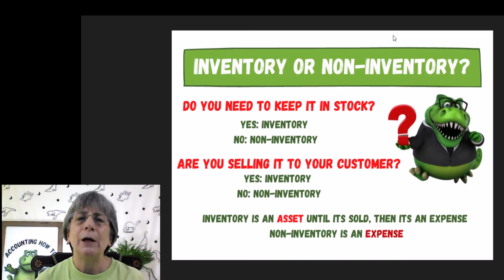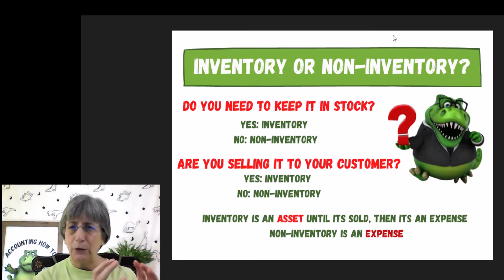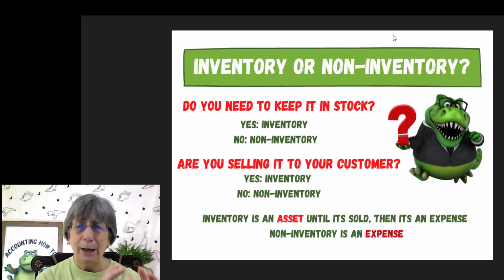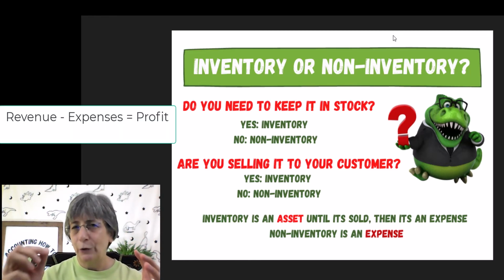So here's the thing with inventory and the way that it works. When you call something an inventory item, it's an asset. So it would appear on your balance sheet as an asset amount. If you call it a non-inventory item, it's going to come up on your expenses on your profit and loss, your income statement. So when you hold something in an inventory account, it does not hit your expenses. So it doesn't lower your profit.